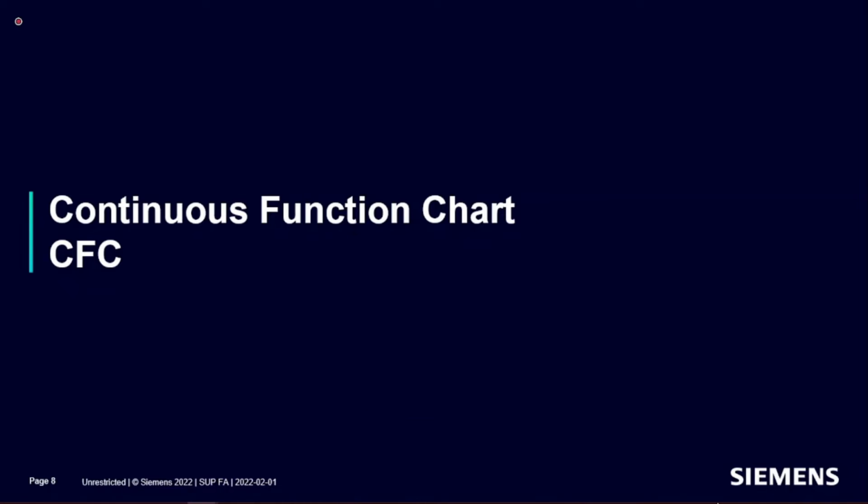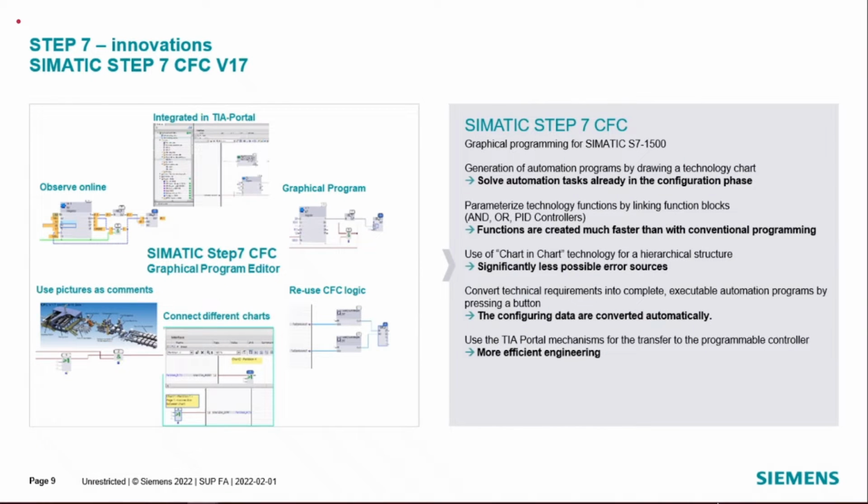Now the next part is basically the continuous function chart, or CFC. So with version 17 we also have this CFC, and this gives us flexibility in doing programming in different processes. So with Step 7 we have this CFC option, and you can see it is like a chart view or a graphical view. So we can solve automation tasks already in the configuration phase.